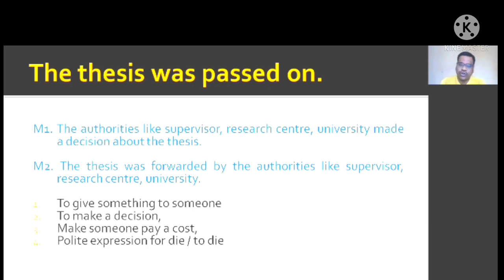Because I am taking another interpretation of the word passed on, this sentence is very ambiguous. The thesis was passed on. It means whether the thesis was handed over to somebody else physically, or else the thesis was really passed on, meaning the decision is taken up by the university or research center or the supervisor about it. So it leads to confusion of understanding.